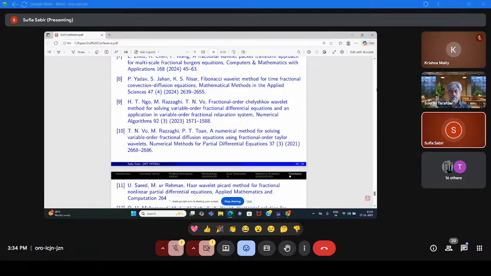Sir, Burgers' equation application. It is applied in various fields, including fluid mechanics and gas dynamics.